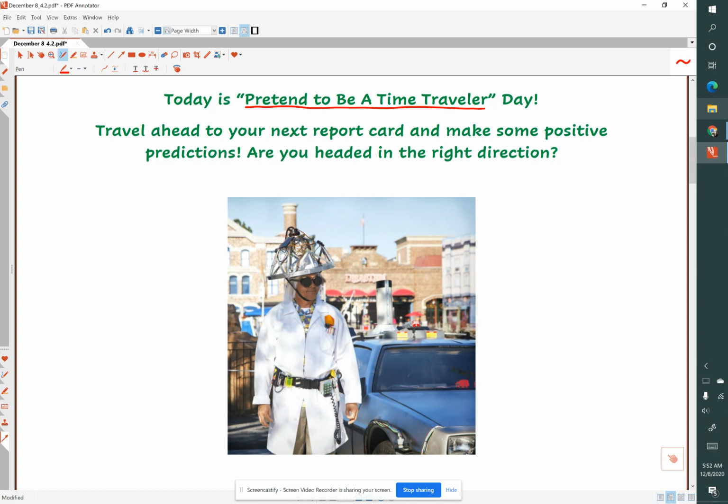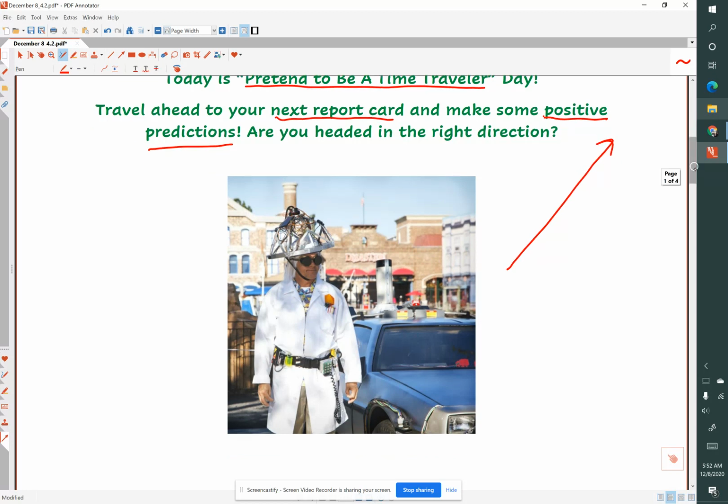So, in honor of Pretend to be a Time Traveler Day, let's travel ahead to your next report card and make some positive predictions. Are you headed in the right direction? Well, that calls for a linear graph. So I thought that picture was kind of fun.